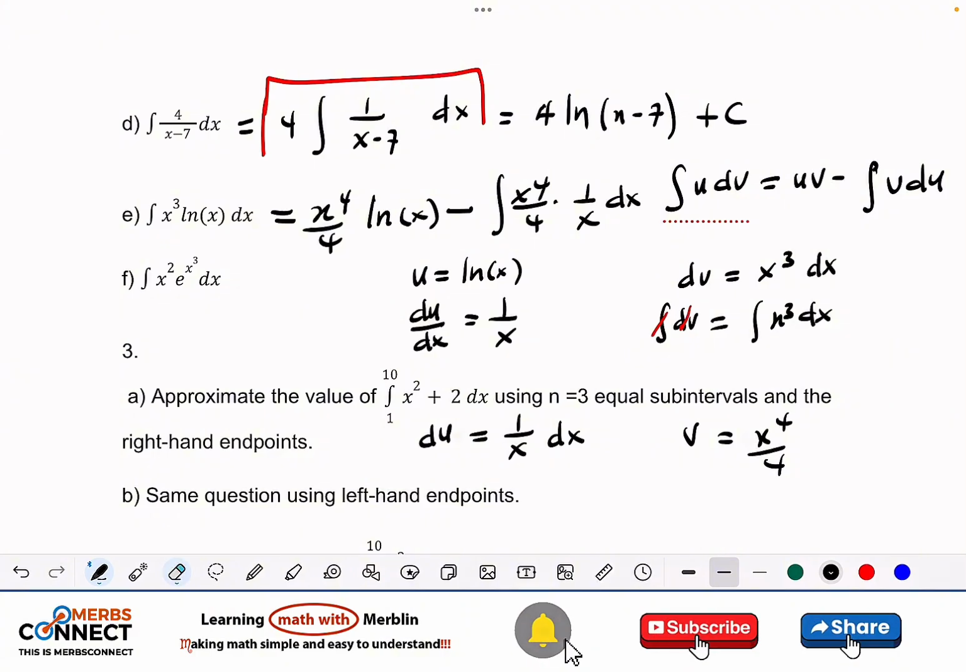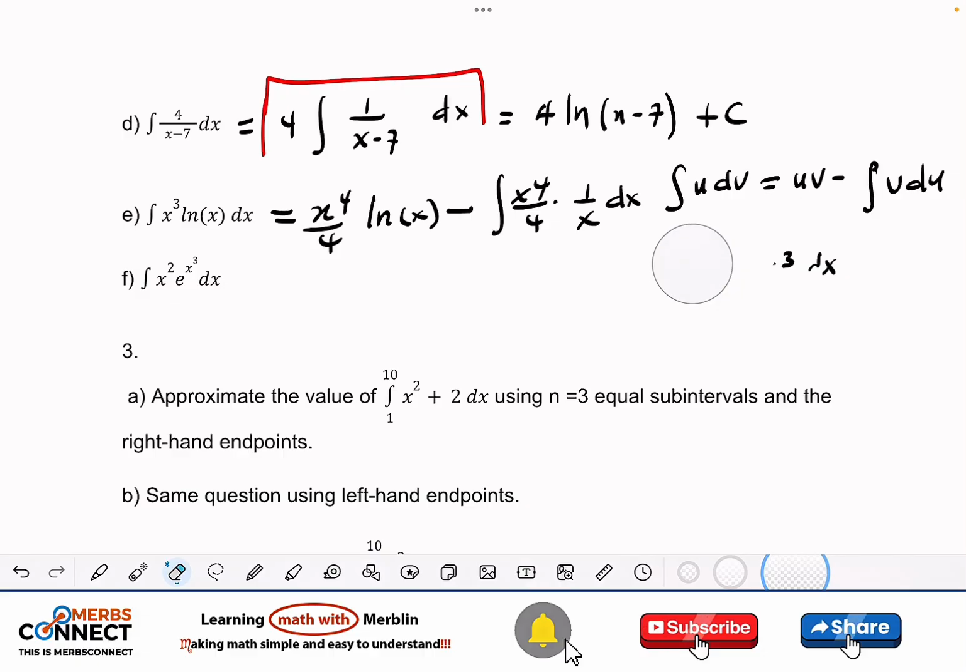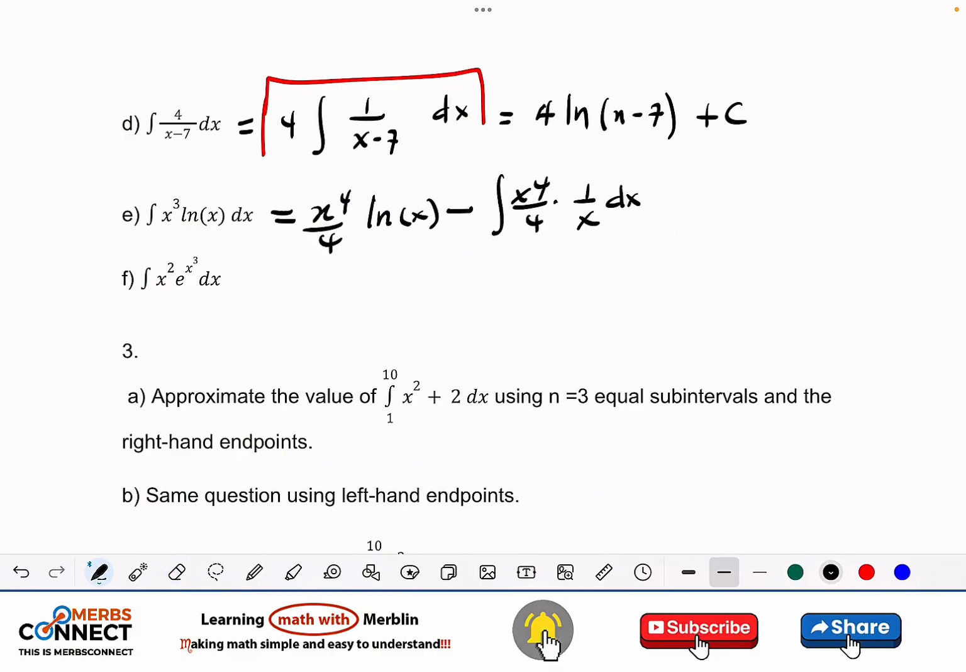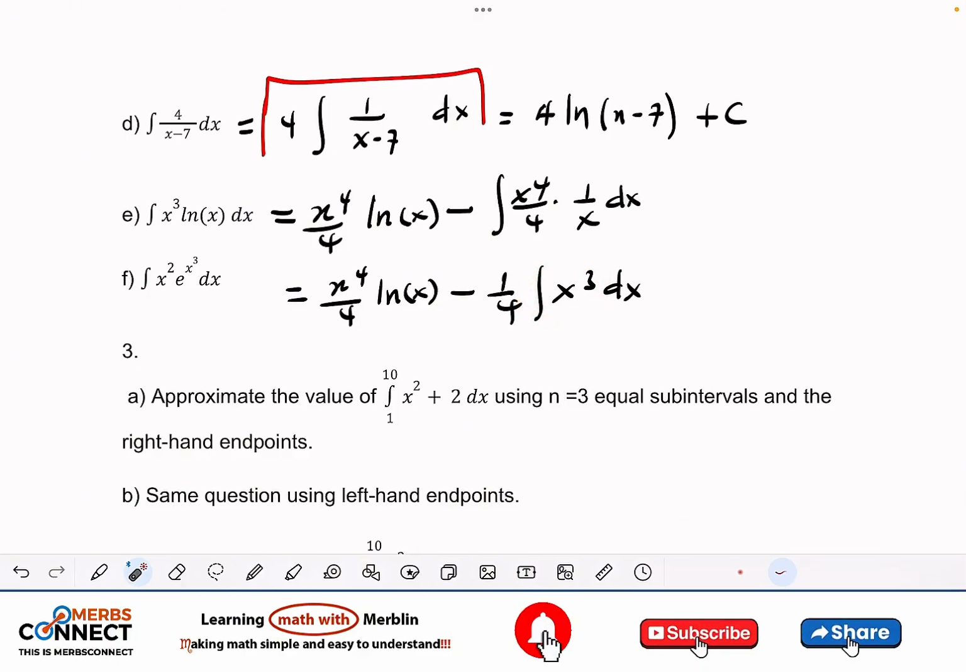Good. So I can clean the board because now we have all the information available to us. When we do the substitution, this is what we're going to get. Let's simplify. This is going to give us x to the power 4 divided by 4 natural log of x minus, now you can see that one of the x will cancel one of this, so this can be written as 1 over 4 integral x to the power 3 dx, which is so nice. The last thing that we can do here is just to integrate this.